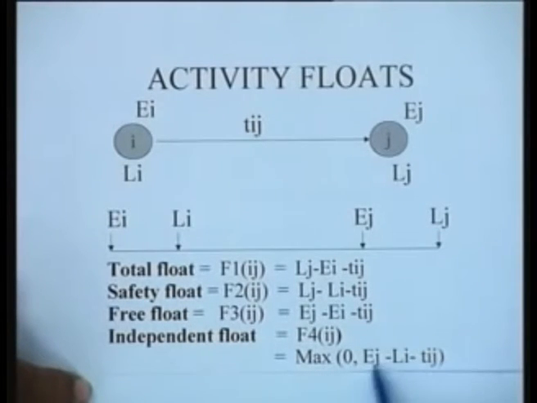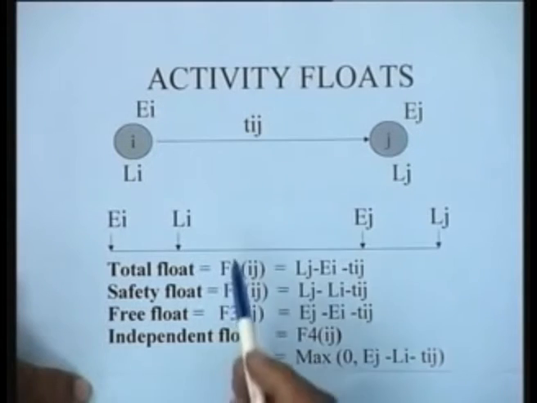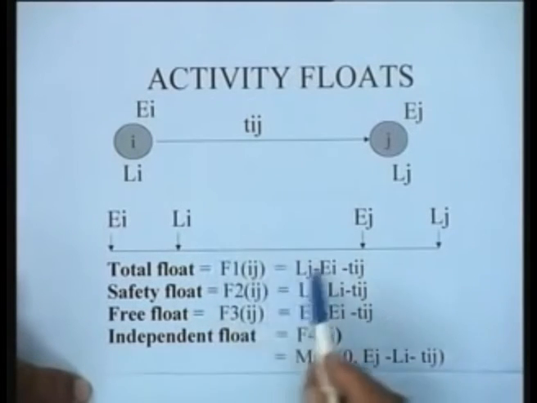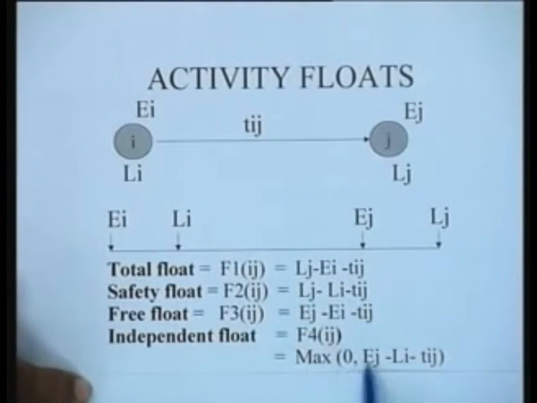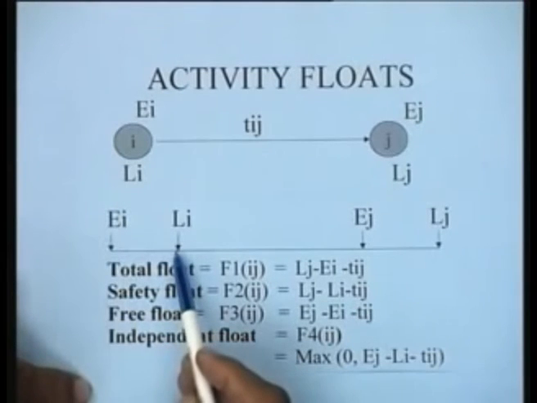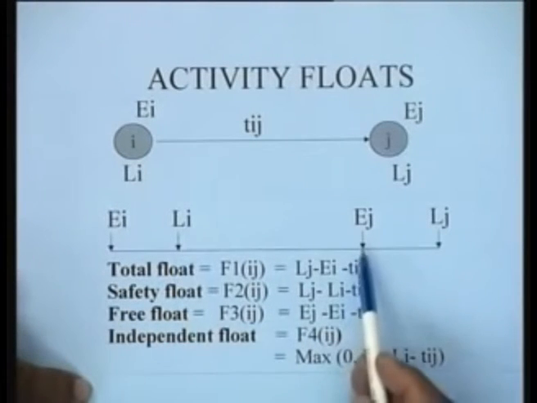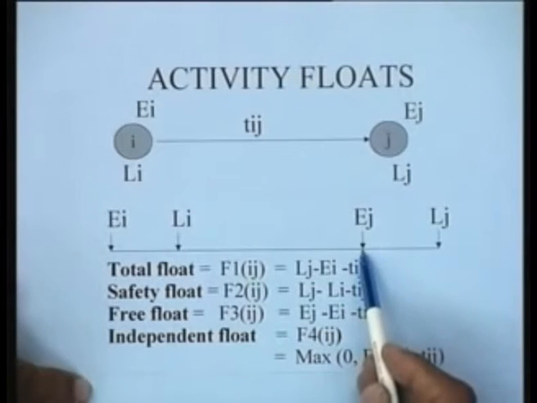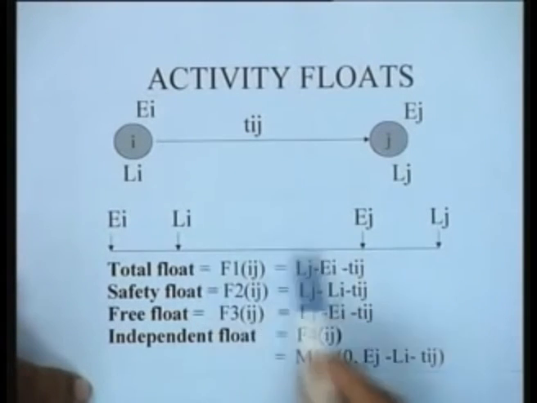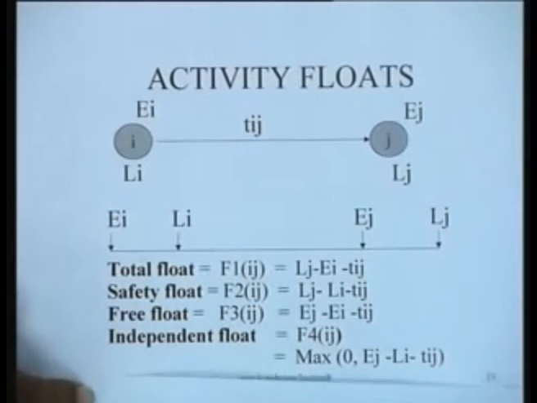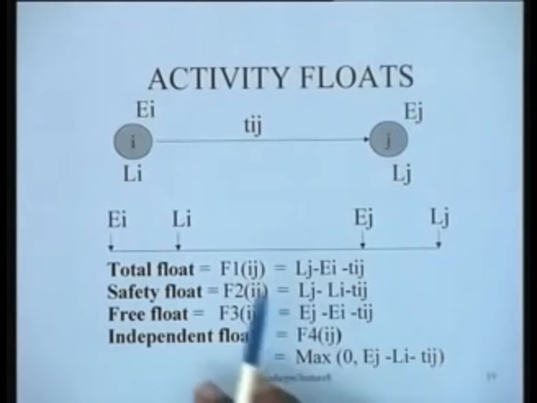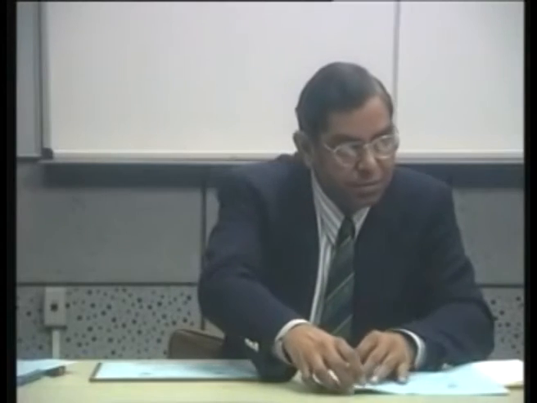This time might not be adequate to perform the activity, that is why it is the maximum of 0 and Ej minus Li minus Tij. And what we can have therefore is a highly individualized measure of the activity float, because it is assuming that the preceding activities are done as late as possible and the succeeding activities are still done as early as possible, and if you can still manage to do the activity, that is what the significance of the independent float is.